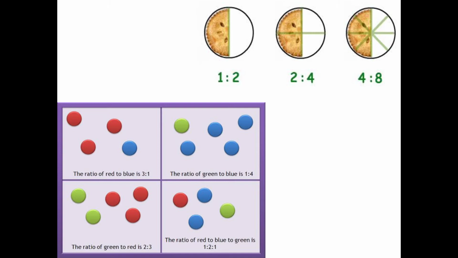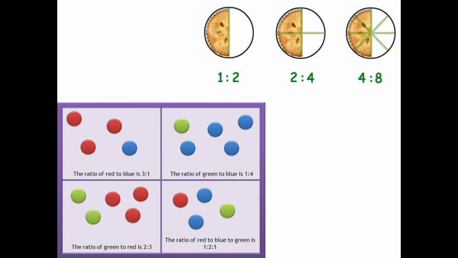And the ratio of green to red: green is 2 and the red is 3, so 2 is to 3. The ratio of red to blue to green: first we need to write the red, that is 1, and blue, that is 2, and then green 3. So 1:2:3. Here they are comparing three quantities. The last example compared two quantities, and the rest are also two quantities. So this is called the ratios.